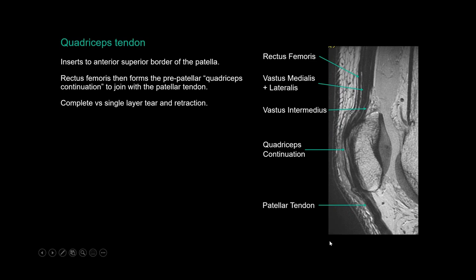So the quadriceps tendon has three main layers. The outermost, most superficial layer is actually the rectus femoris tendon. The middle, which is a bit thicker, is the vastus medialis and lateralis tendon, and then you have the vastus intermedius tendon. It continues on in front of the patella as the quadriceps continuation, and that is mostly contributed to by the rectus femoris rather than the vastus tendons, and joins with the patellar tendon in the form of an aponeurosis.